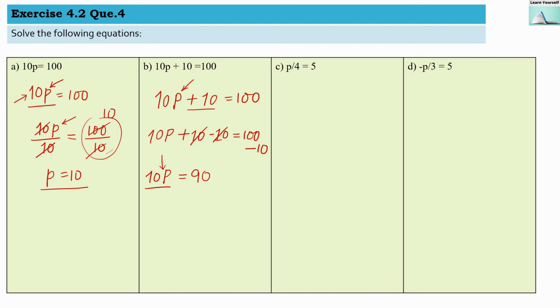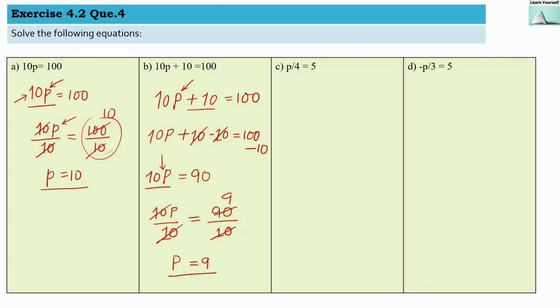Now 10 is in multiplication with p. So we can divide both sides by 10 to make the variable separate. So 90 divided by 10, as we have divided by 10 on both sides. So 10 and 10 will get cancelled out, and here we will get p equals, 10 nines are 90, so 9. So p equals 9.